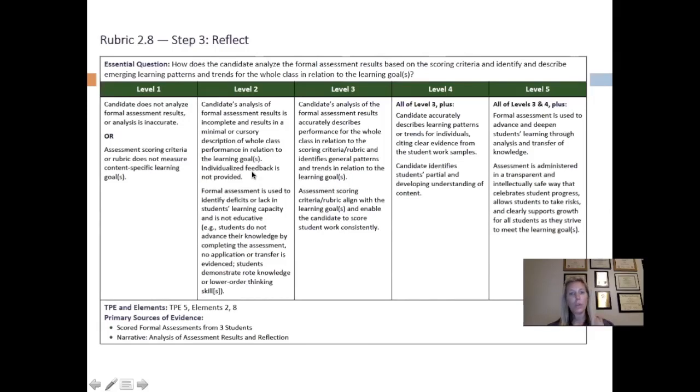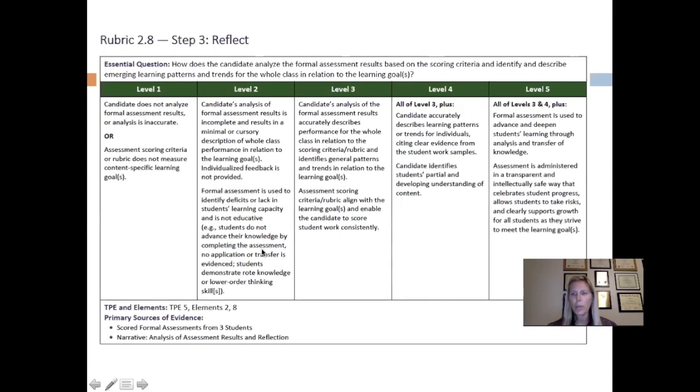Okay, so in order to score a 2, you just do a so-so write-up about what you noticed in the assessments for the whole class. You may not focus on those patterns of learning or what really was happening in that assessment. And it also says the formal assessment is used to identify deficits or lack in student learning capacity and is not educative. So an example, students do not advance their knowledge by completing the assessment, right?